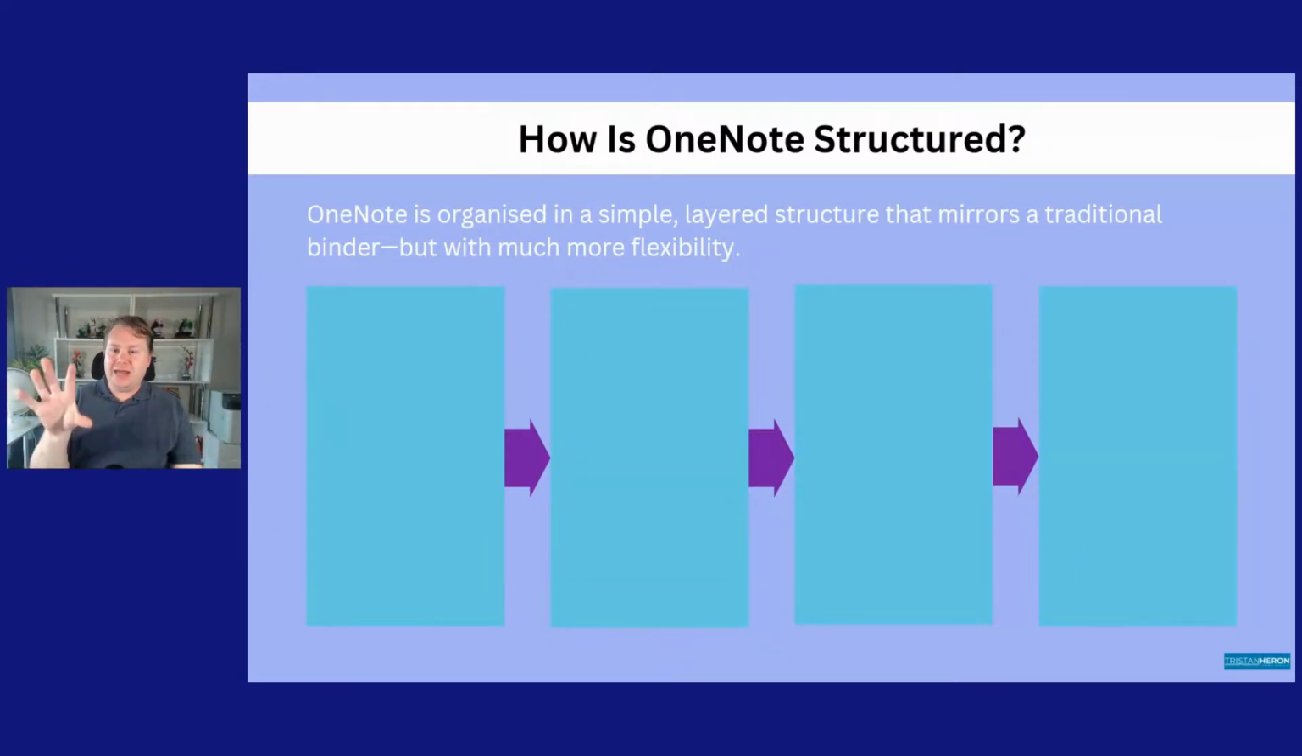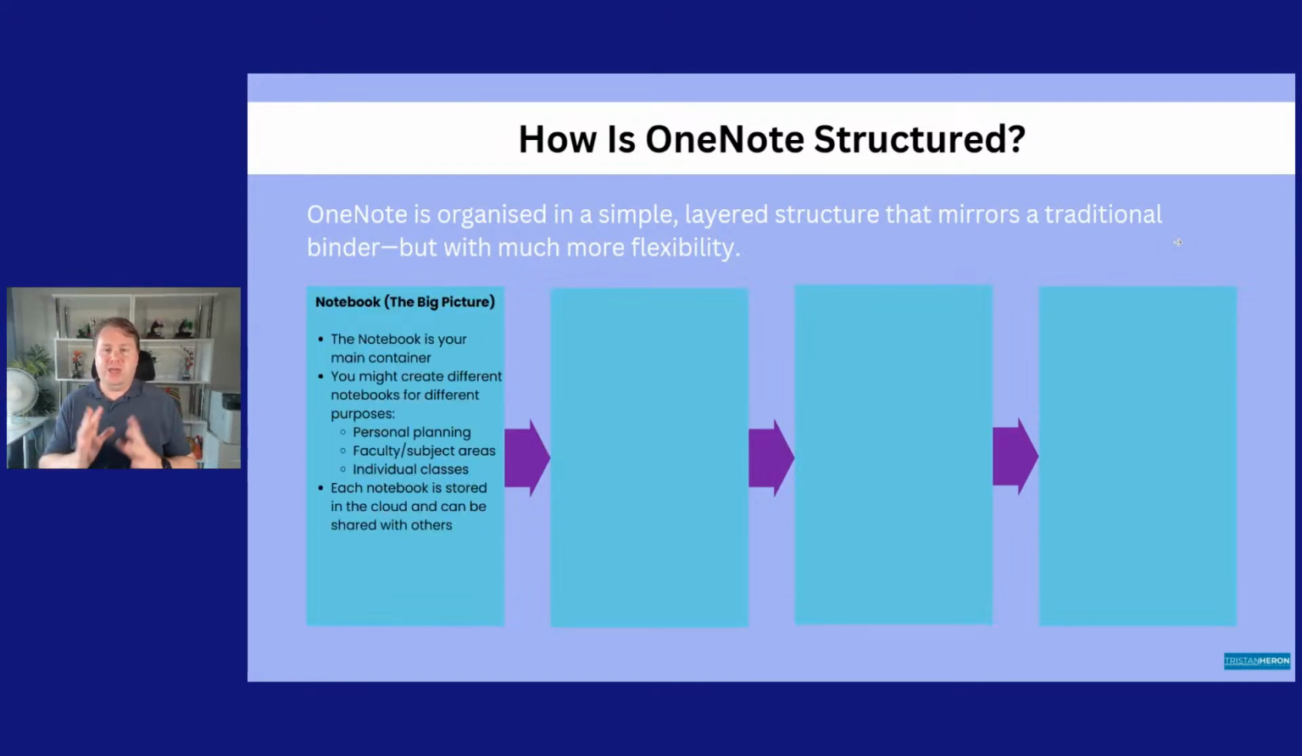So let's look at how it is structured. We're going to start over here on the left-hand side, which is essentially the bare bones, the base level. Then we'll move over to the right-hand side as we add additional elements and features that we might decide to incorporate into our binder. So we're going to start off with the notebook itself. This is the big picture, the guts of the binder that we're going to create.